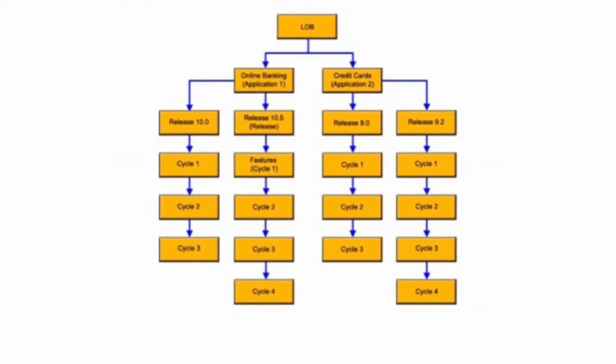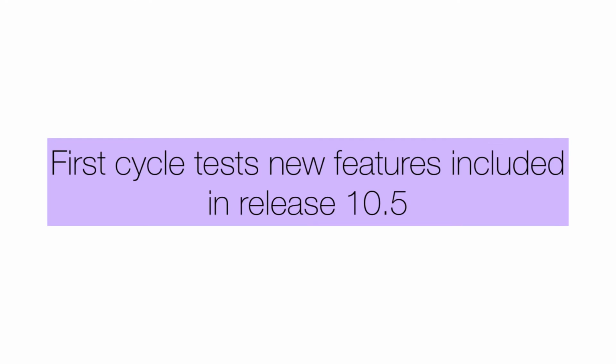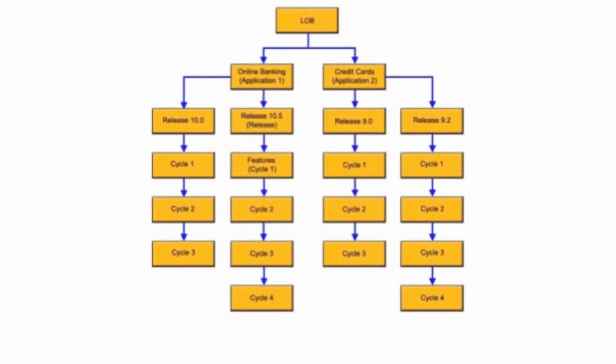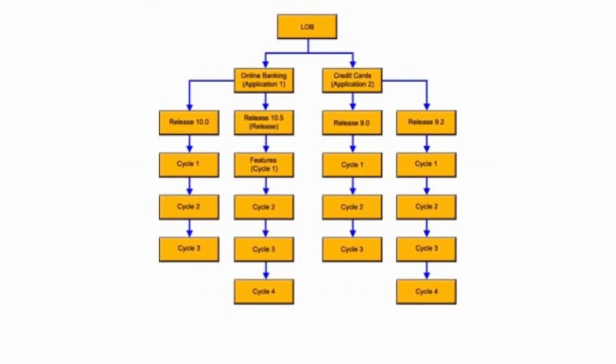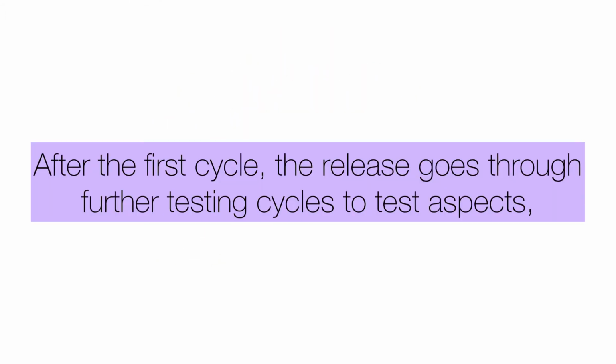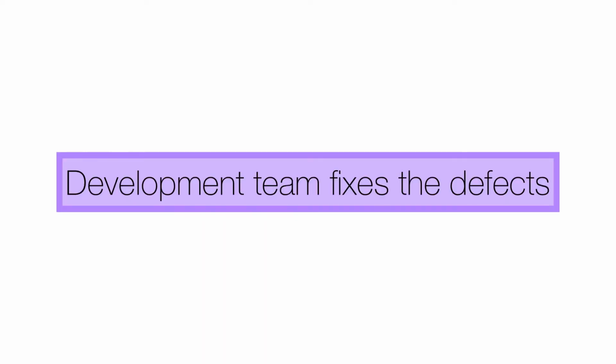Each cycle has a specific purpose. For example, Release 10.5 of the online banking application goes through a series of 4 cycles. The first cycle tests the new features included in Release 10.5. After the first cycle is complete, you are certain that new features are included in the release and are working. After the first cycle, the release goes through further testing cycles to test aspects such as functionality and the performance of the application. The development team fixes the defects logged by the testing team in a cycle.